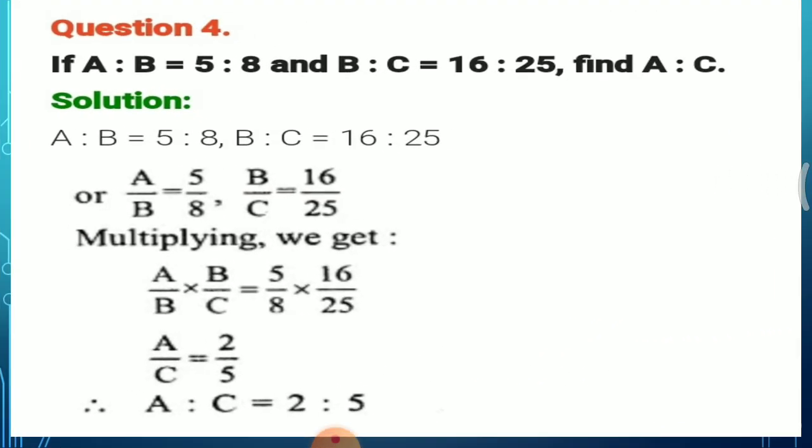Next question is: if A ratio B is equal to 5 ratio 8 and B ratio C is equal to 16 ratio 25, find A ratio C. This is also the same. First you multiply both sides, so A by B multiplied by B by C. B and B cancel, so A by C is equal to 2 ratio 5. Okay.